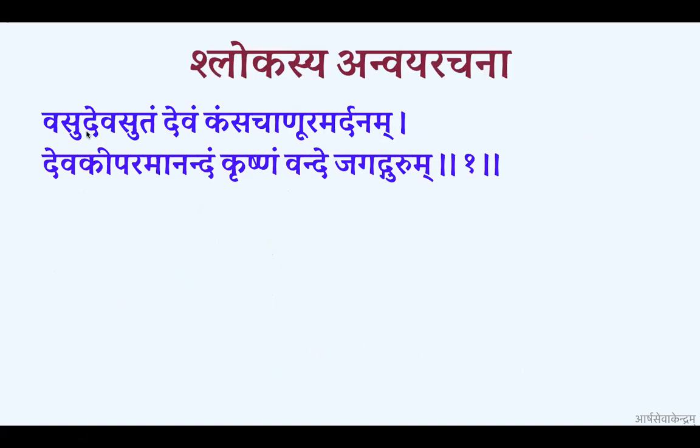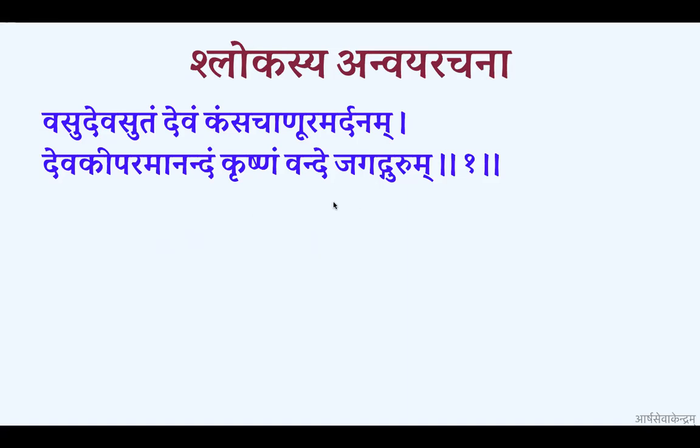So in a shloka, for example, this one: Vasudeva Sutam Devam Kamsa Chanura Mardanam Devaki Paramanandam Krishnam Vande Jagadguru. So are the different words in any particular order that we are used to? No. Atra Kriya Padam Kim Asti? Vande. Vande Asti. Karta Kaha? Aham. Karta atra drishyate api na. It is not even specified.